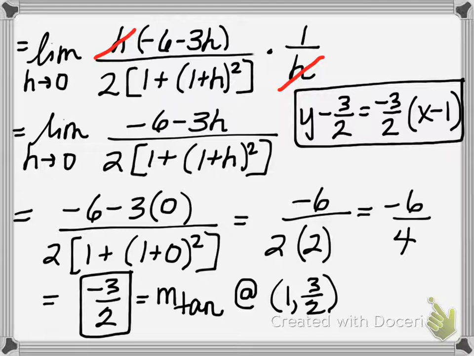And in my class, I allow students to leave their answer in point slope form like this. However, if you had an instructor that insisted that your answer be in slope-intercept form, then you could go ahead and distribute the negative 3 halves and add the 3 halves over to solve for y, and you would have your answer in slope-intercept form.